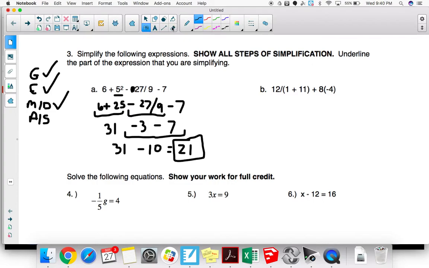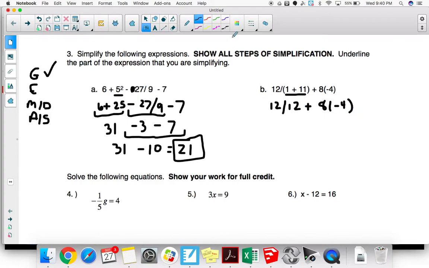All right. On the second one, we're going to keep this GEMDAS ready to use, but we're just going to start over. So any grouping symbols need to get simplified first. That means this part here. Even though this looks like a grouping symbol, there's nothing inside I can do with it. So we're just going to take 8 times negative 4 at some point, just not right now. Okay. All right, so the 12 will stay. Division will stay. 1 plus 11 is 12. And again, I'm just going to copy everything else one step at a time at this level.